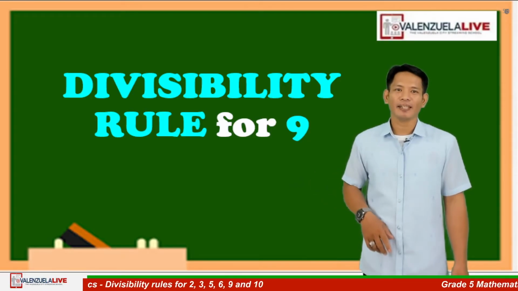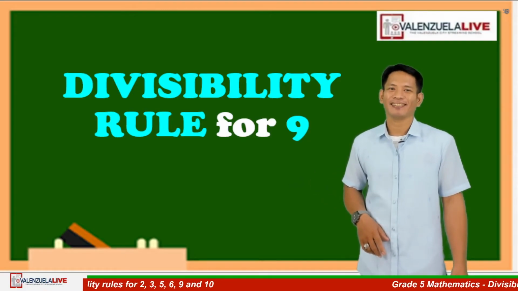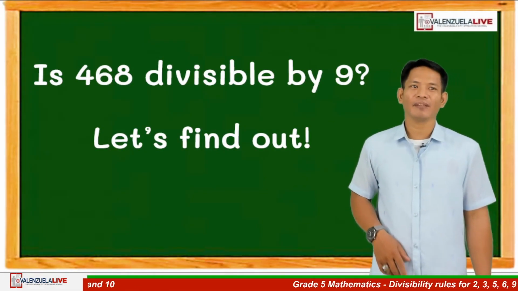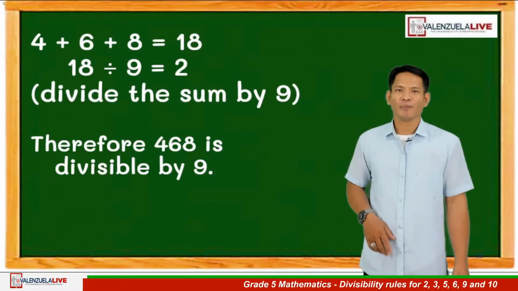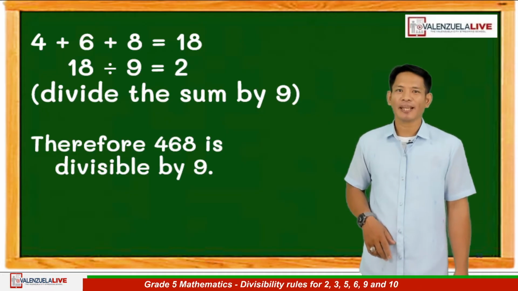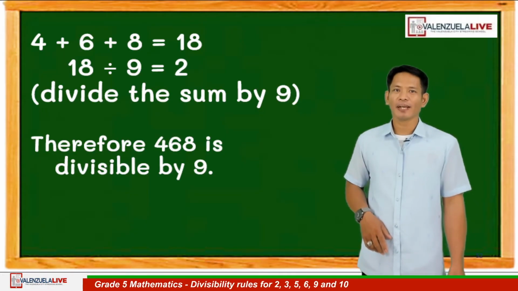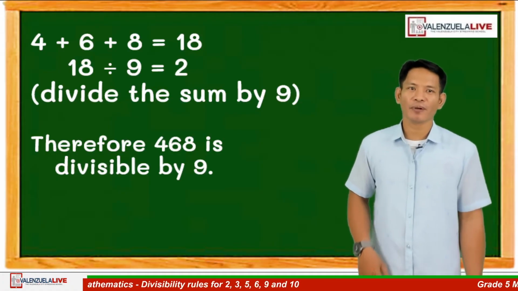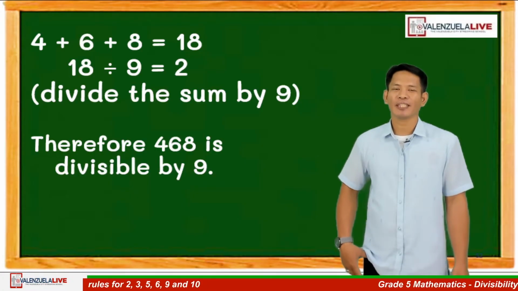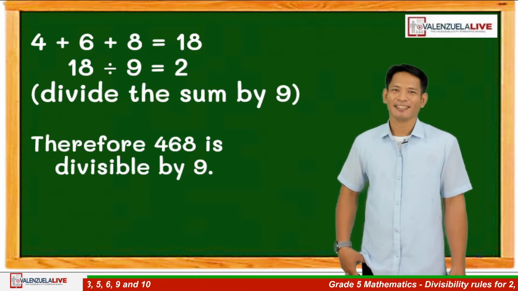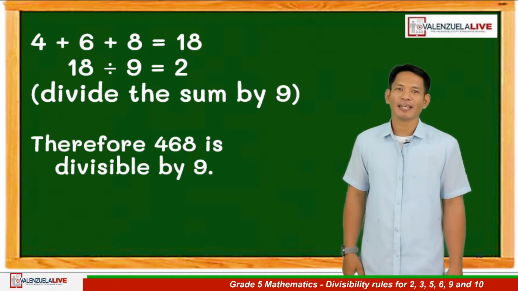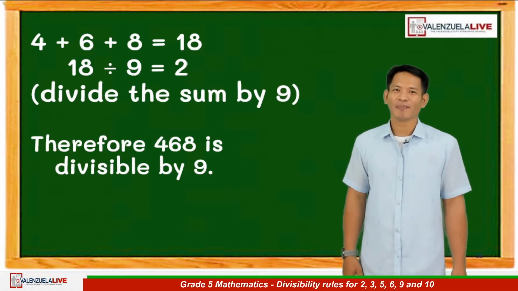When can we say again if a number is divisible by 9? Let's find out. Is 468 divisible by 9? If we are going to add 4 plus 6 plus 8, the sum is 18. 18 divided by 9 is equal to 2. And therefore, 468 is divisible by 9. So we are just going to add the digits. If the sum is divisible by 9, then that number is divisible by 9.